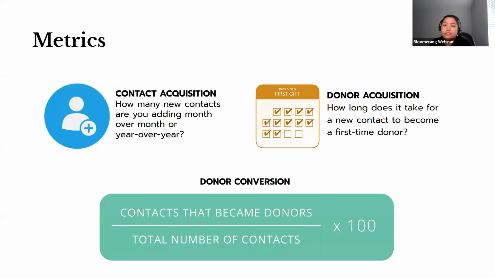So in terms of your metrics, there's a couple of ways you can look at it. For your contact acquisition, you can take a look at the very basic level, how many new contacts are you adding month over month or year over year? And again, decisions like this, you'll want to talk with your organization. What's easier for you to track? What kind of bandwidth do you have to track all of this? What kind of appetite do you have to track this? Is this something that you're going to be able to commit to tracking month over month, quarter over quarter, year over year?